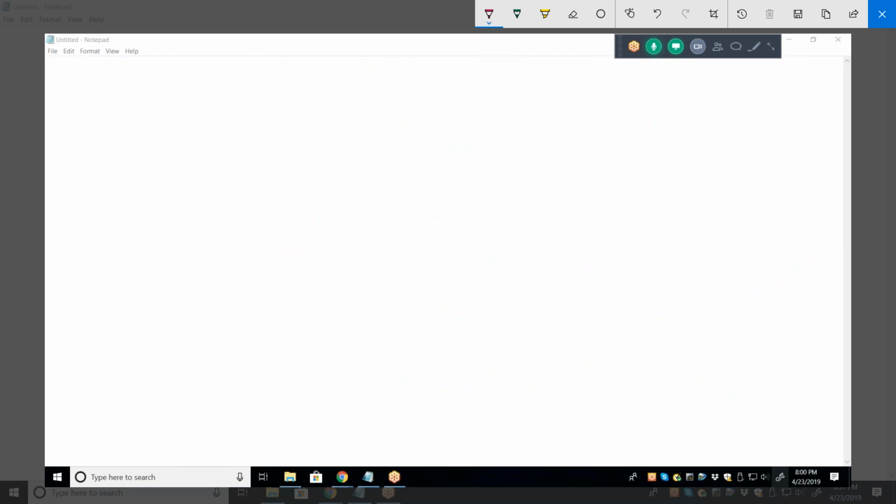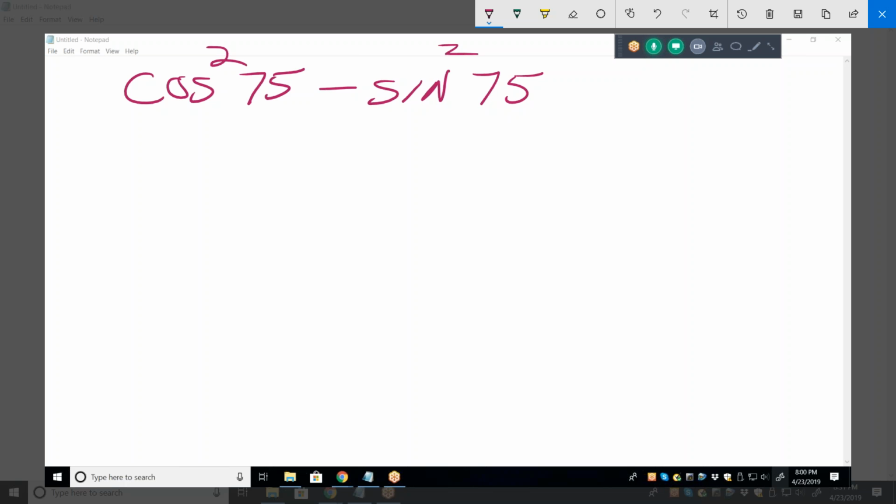So again, all of these are directed at getting you to memorize your trig identities: double angle, half angle. What else? Let's do the same exact concept. Cosine squared 75 degrees minus sine squared 75 degrees. Which identity does that look like? I want to say it, but I can't. That's the double angle identity.